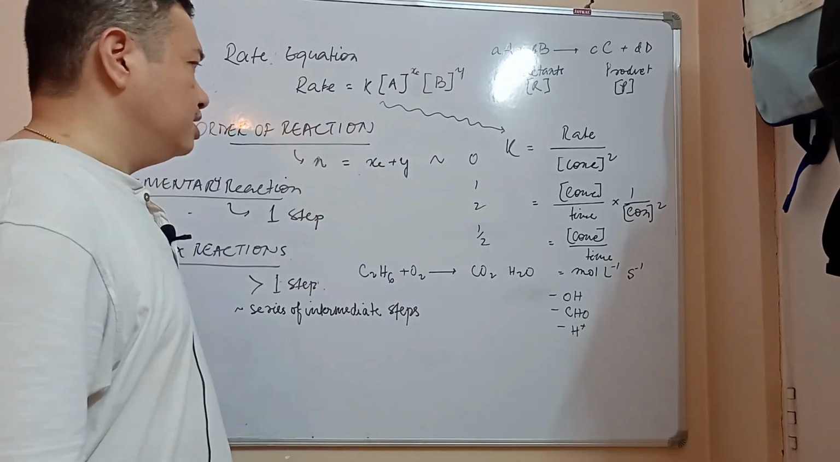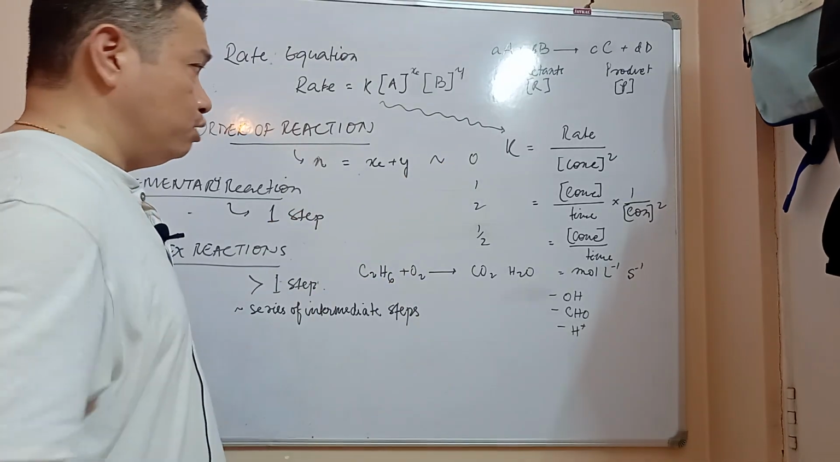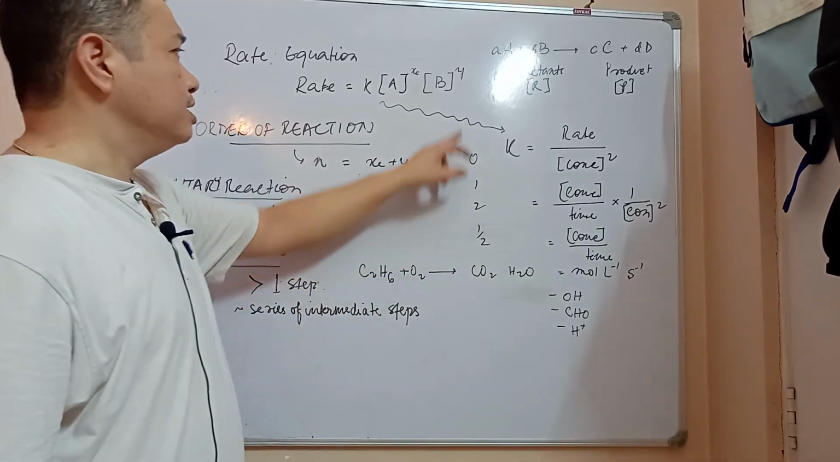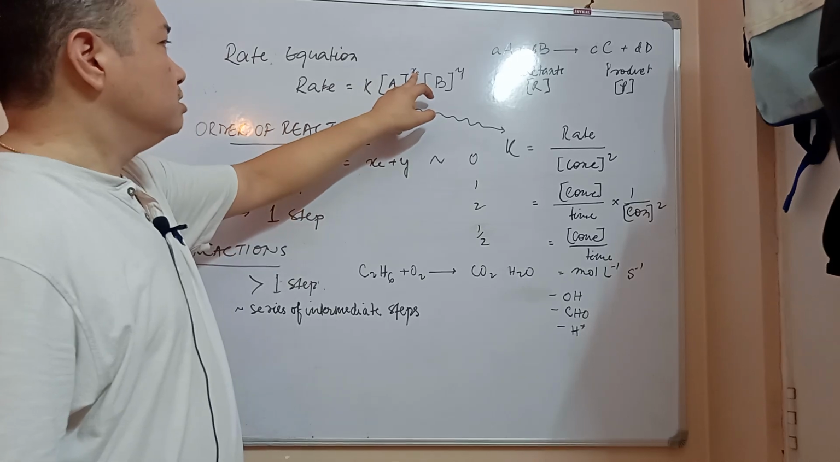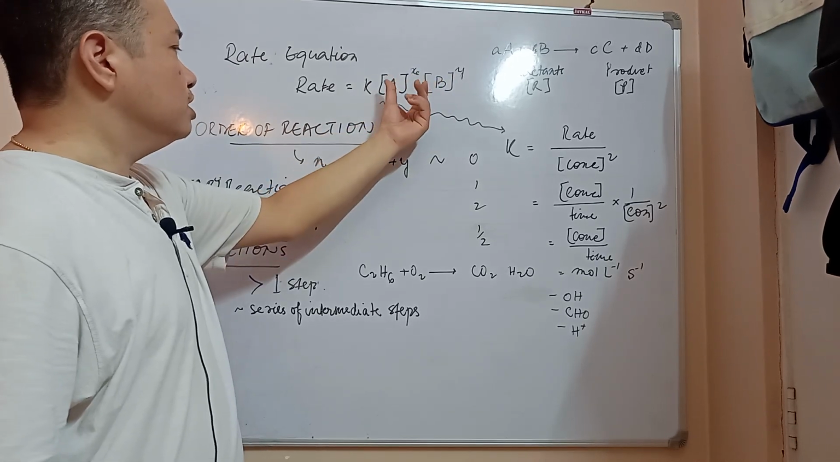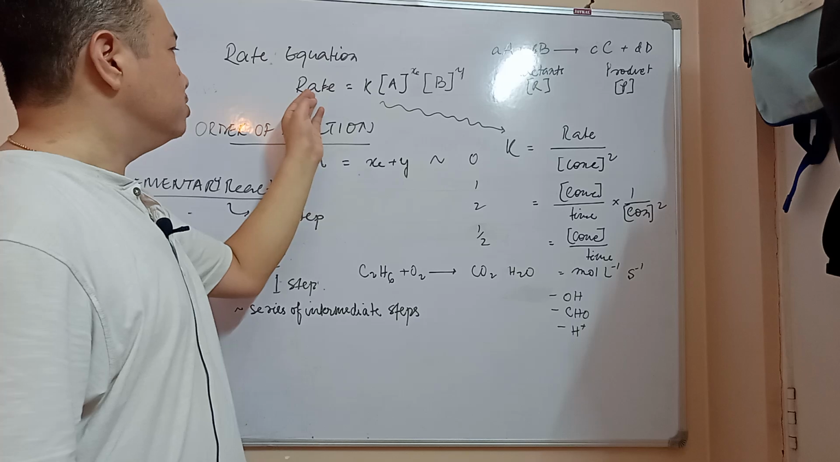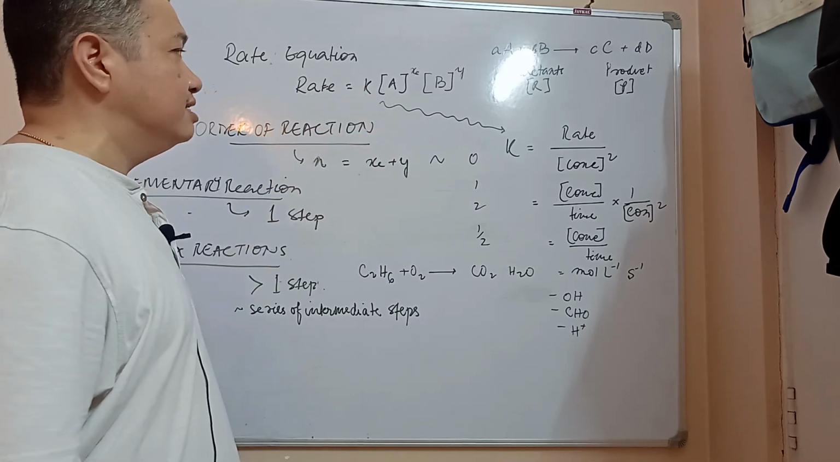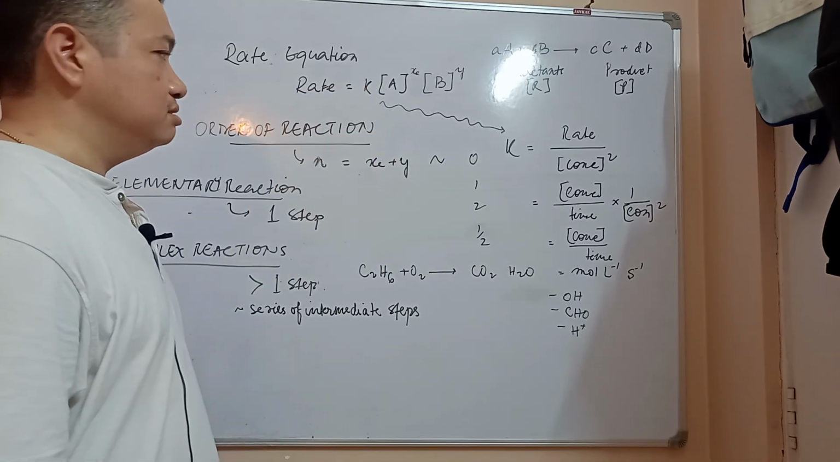It can be a fraction. It may be 0 also. The order of reaction may also be 0. What does that mean? It means this is 0 and this is 0. Both are 0, so something to the power 0 is 1. It means the rate of reaction is equal to k. And what is k? k is the rate constant.